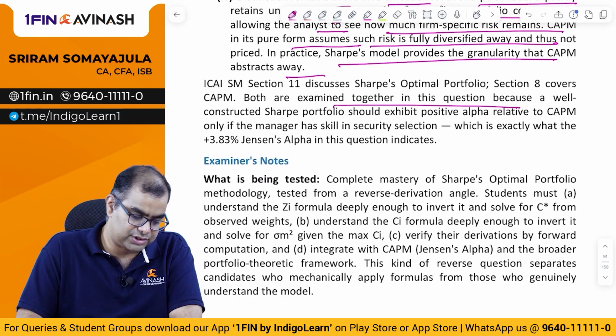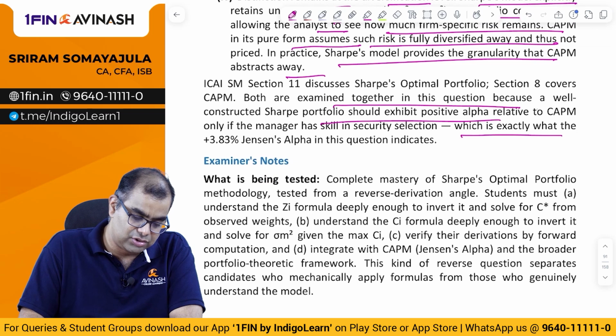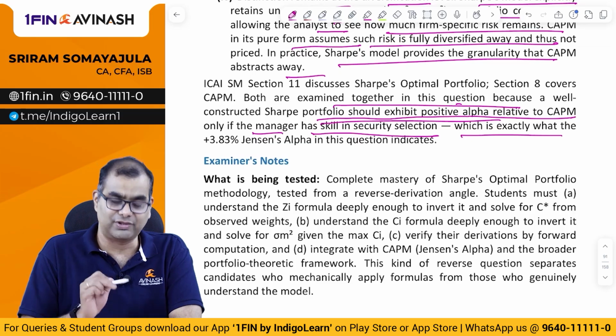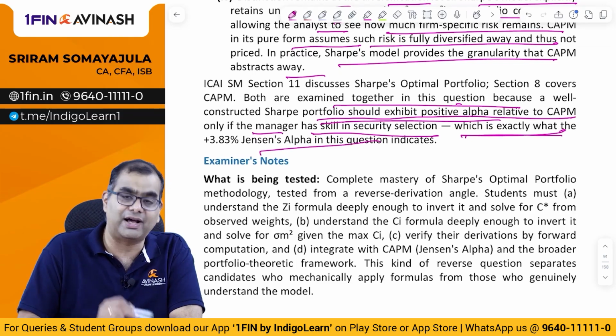Both are examined together in a question, well constructed, so and so. What is exactly what? So, a Sharpe portfolio should exhibit positive alpha relative to CAPM only if the manager has skill in security selection. So, if you select the right kind of securities, you will have alpha.